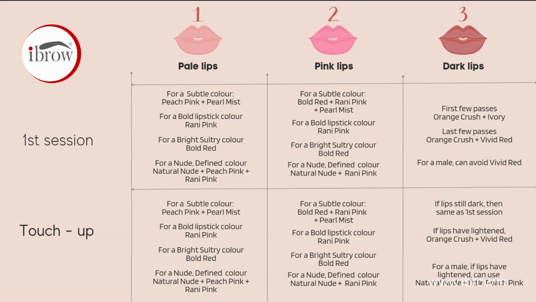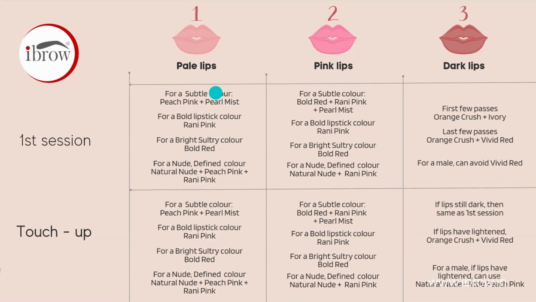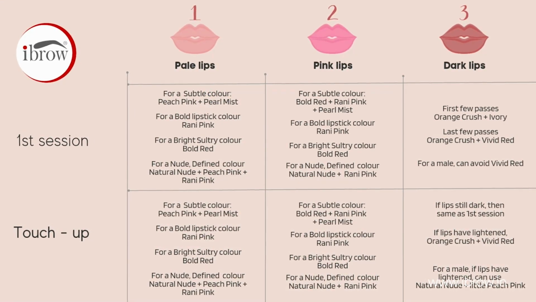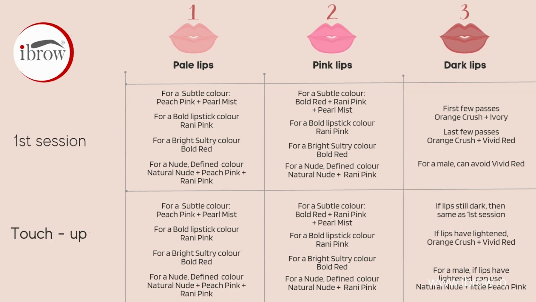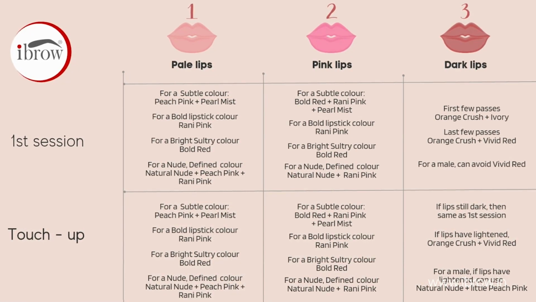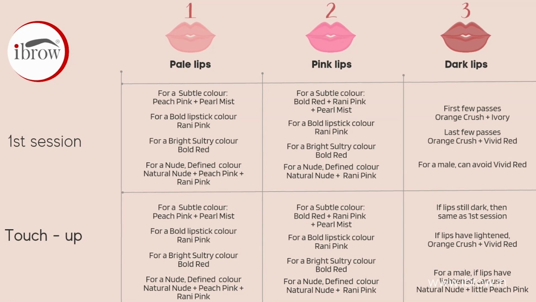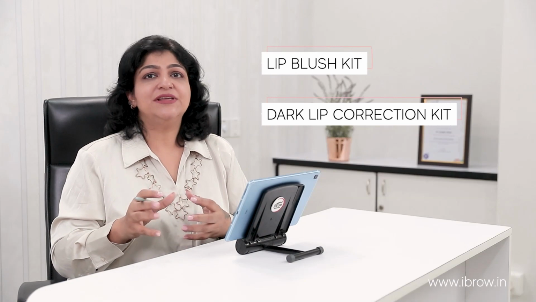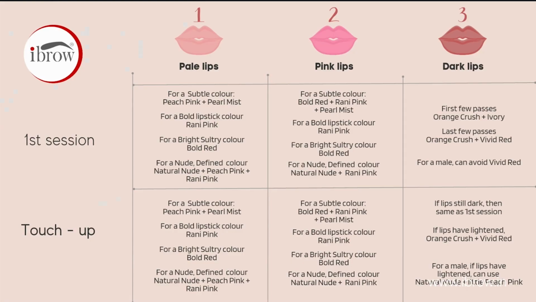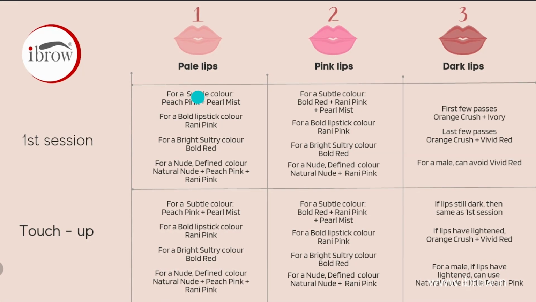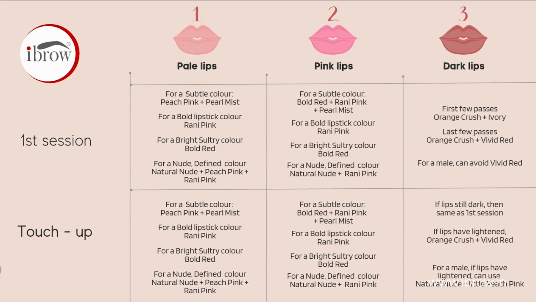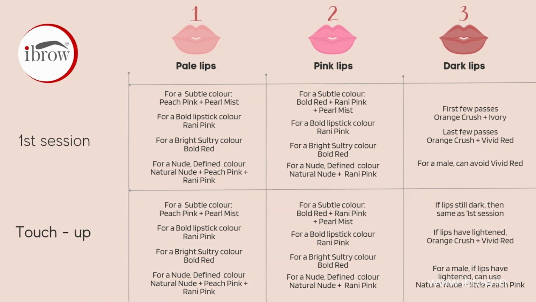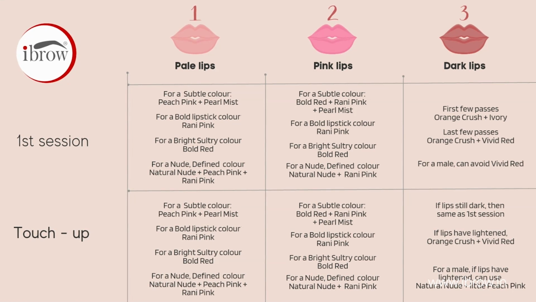So a pale lip, and then you have to see what is the kind of color that your client is looking for. So if they want a very subtle pink color, you can mix peach pink with pearl mist. I'm talking about the colors from the kits that we have. So these colors will be a combination of the colors from our lip blush kit as well as the dark lip correction kit. So for pale lips, if they want a subtle color, you can mix peach pink and pearl mist.